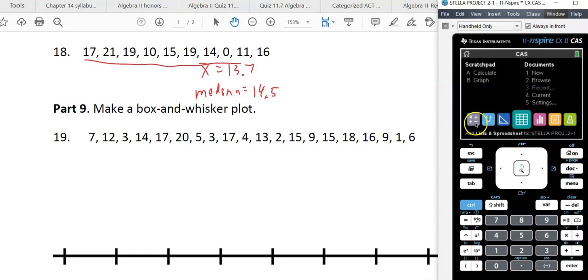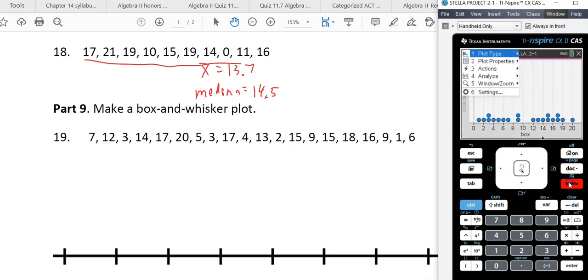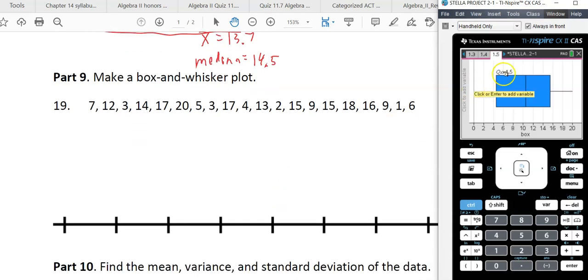Add a calculator page. Let's make a box and whiskers. So we're going to choose box, and you go menu, plot type, box plot. That's just like having done box and whiskers. So you have to decide on the scale. The smallest number looks to be 1. The biggest number is 20. So you need to make this at least 1 to 20 or 0 to 20. So 0, let's make this 5, 10, 15, 20. Probably could have done that differently, spread it out a little more, but I'm okay with this.